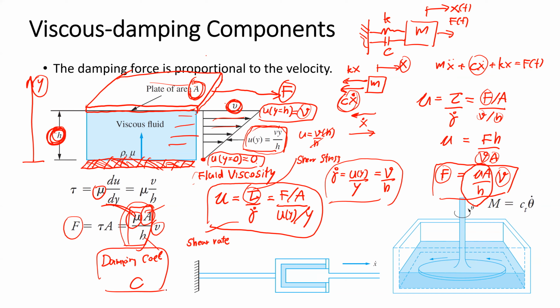The last parameter that affects the damping coefficient is the height of the film. If you increase the height of the film to be bigger than this, of course, it will allow you to have the propagation. If you increase the height, C will decrease.